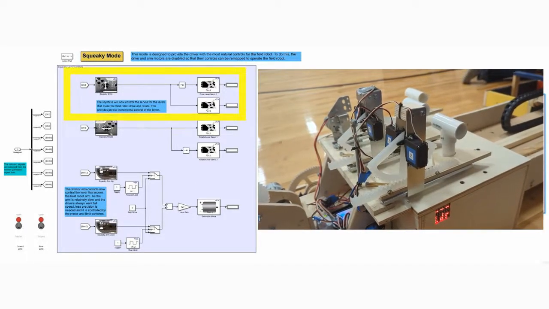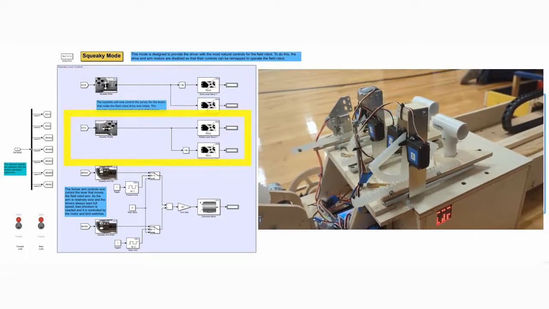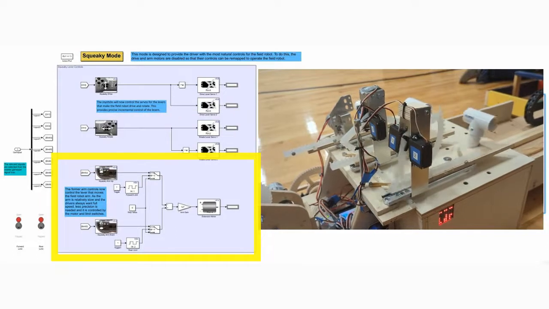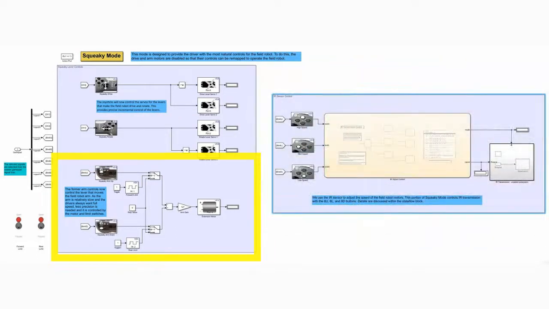The left stick moves the lever that drives squeaky while the right stick causes squeaky to rotate. Squeaky's arm is controlled by the same buttons that control our robot's arm.